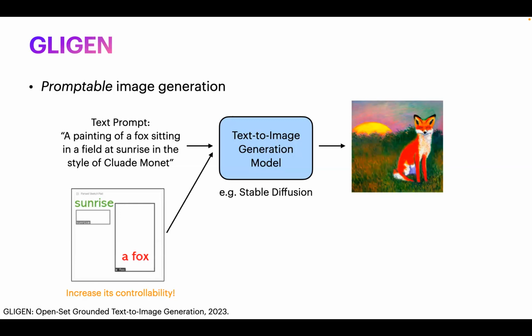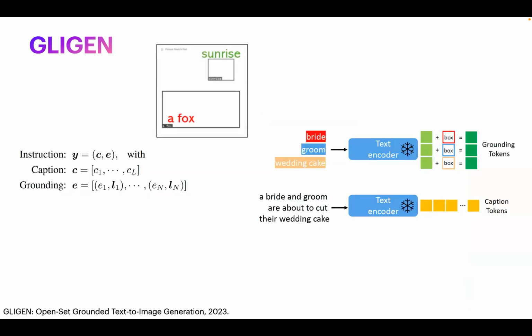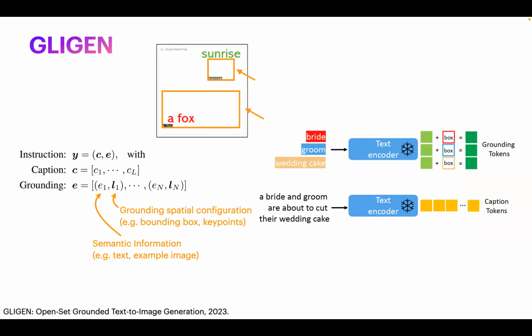So the goal of GLIGEN is to enable new conditional input modalities such as key points, depth map, normal map, or semantic map to existing pre-trained diffusion models. How they do so is to create a grounding token alongside the text prompt that a model receives. So how they define this grounding token is first they introduce semantic information, which could be text or even example images, alongside spatial configurations in a box that corresponds to it.